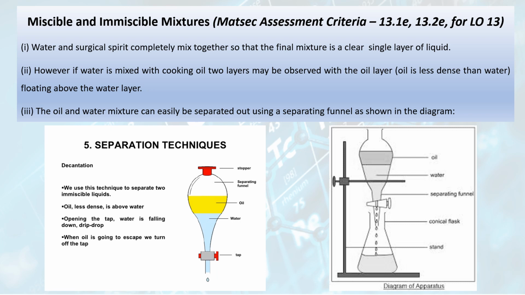Now, by listening to my narration on this slide and also by watching the connected video on the next slide, you will be able to understand how to separate immiscible mixtures. Now, what is an immiscible mixture? An immiscible mixture is a mixture of two liquids that cannot mix together, typically oil and water.